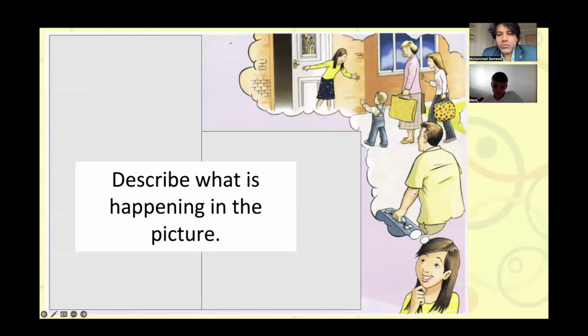Describe what is happening in the picture. Can you tell me what is happening? This family is going to the shop. And the girl opened the door for mom and sister and brother.